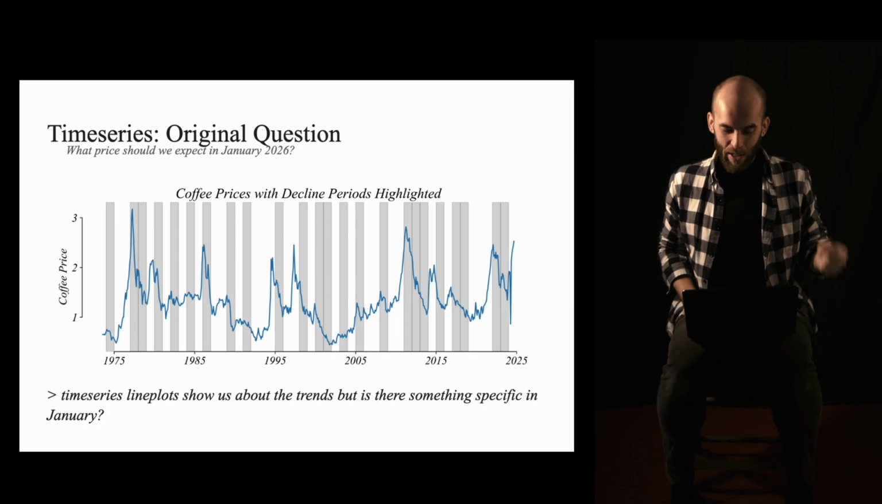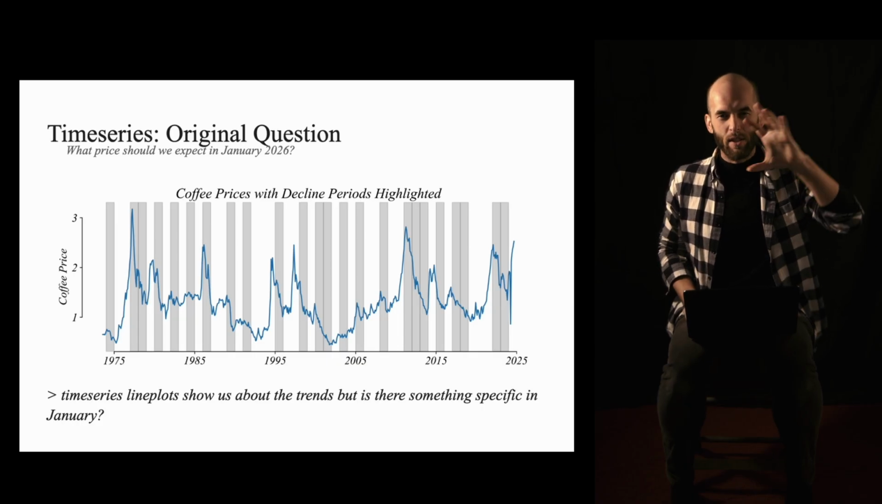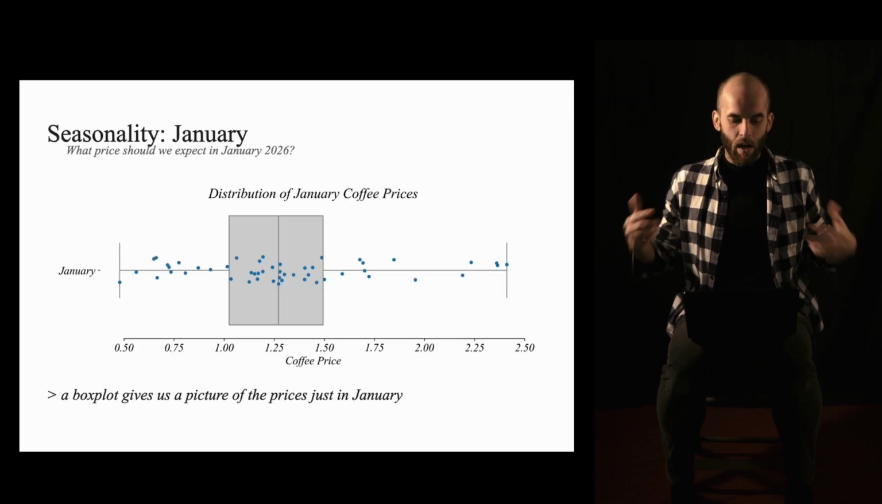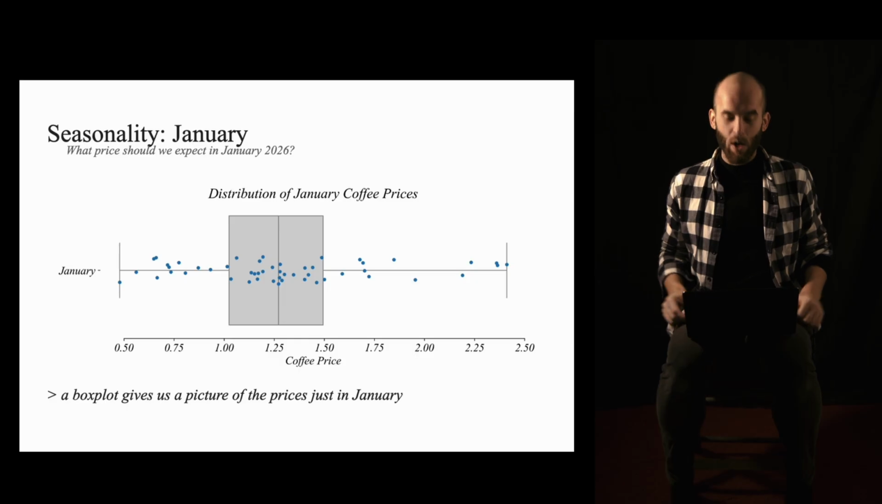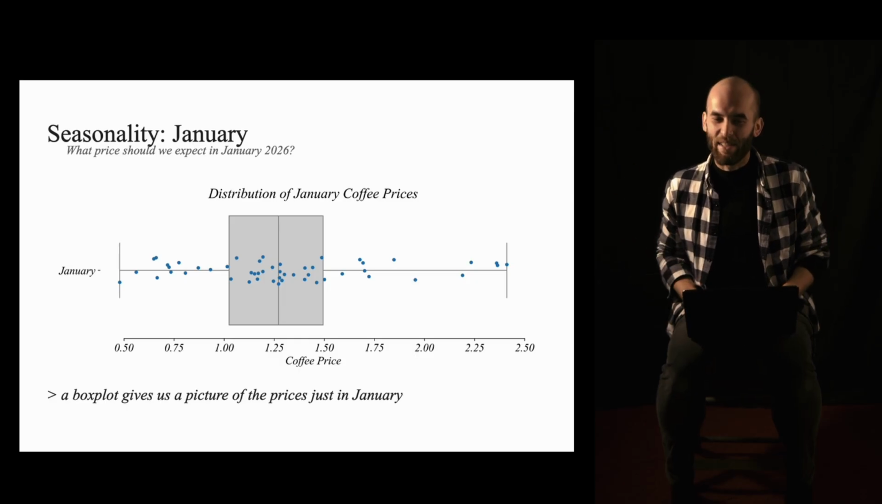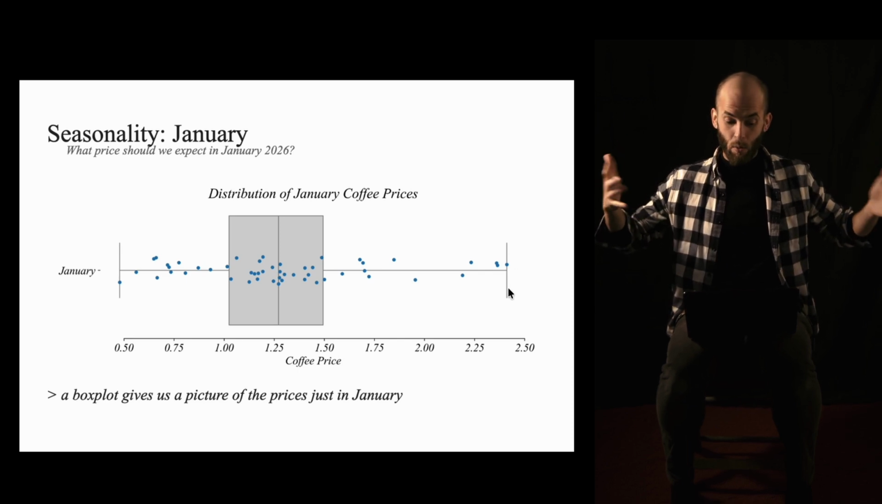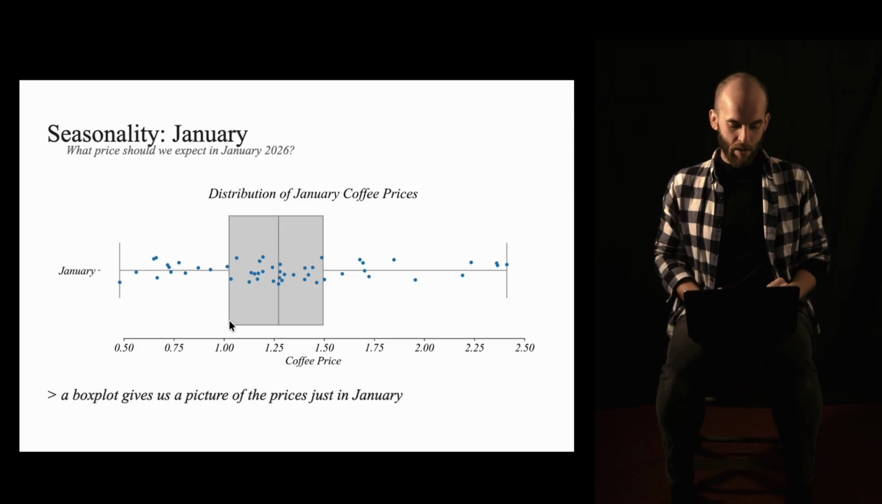Something specific about January. So what I'm going to do next is take out all the data from January specifically and plot this on a box plot with a strip plot. So I have the box here. I have the median listed as the middle point. I have the minimum and the maximum represented by the whiskers of the box. And then I have the 25th percentile and the 75th percentile listed here. So I have 50% of my data inside this box.